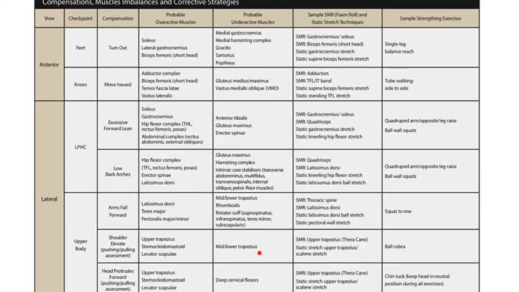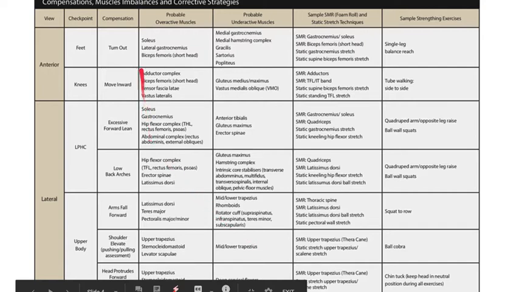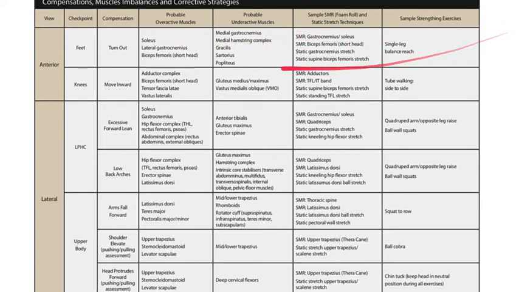So this is the overhead squat solution table where the most common compensations are listed out. Here they have listed around 7 compensations along with the muscles which get overactive, underactive, and their corrective exercise strategies. These are just samples which we will be discussing.